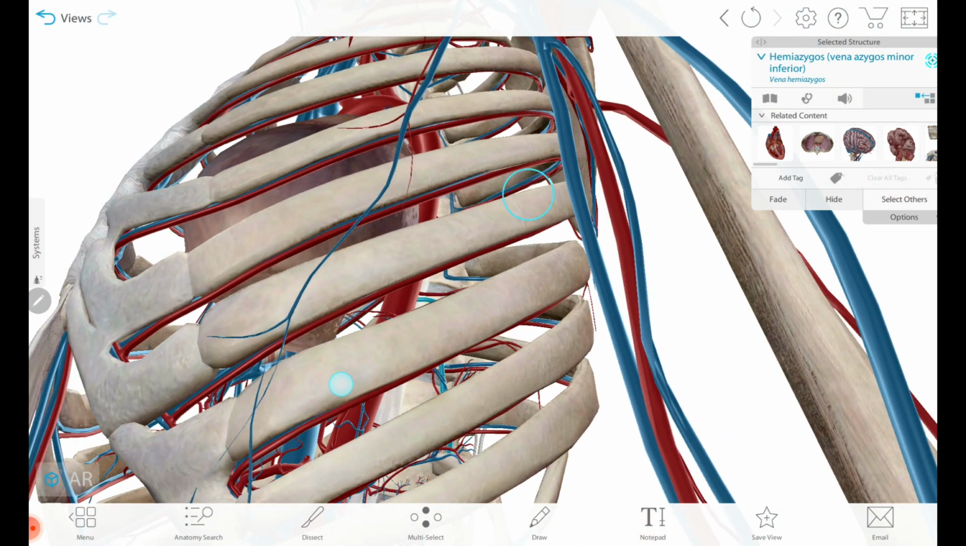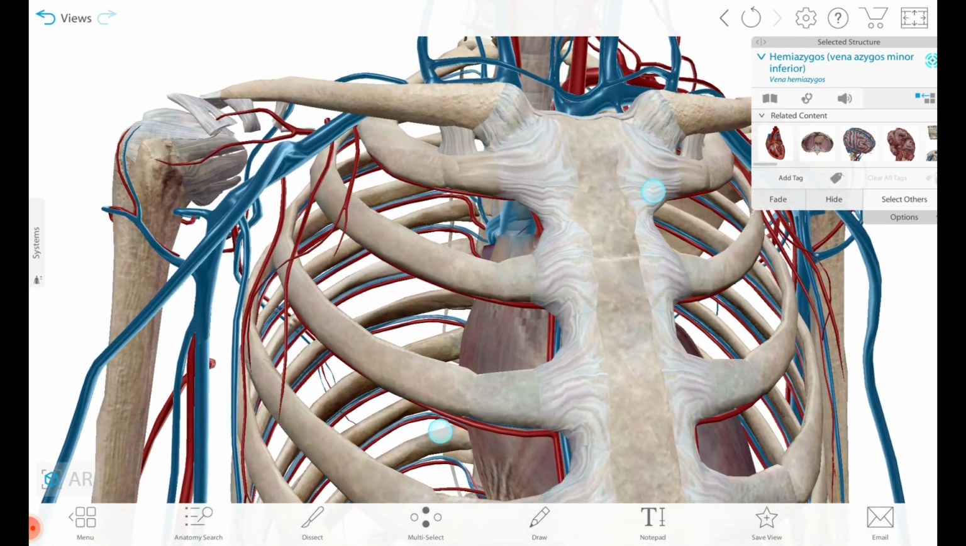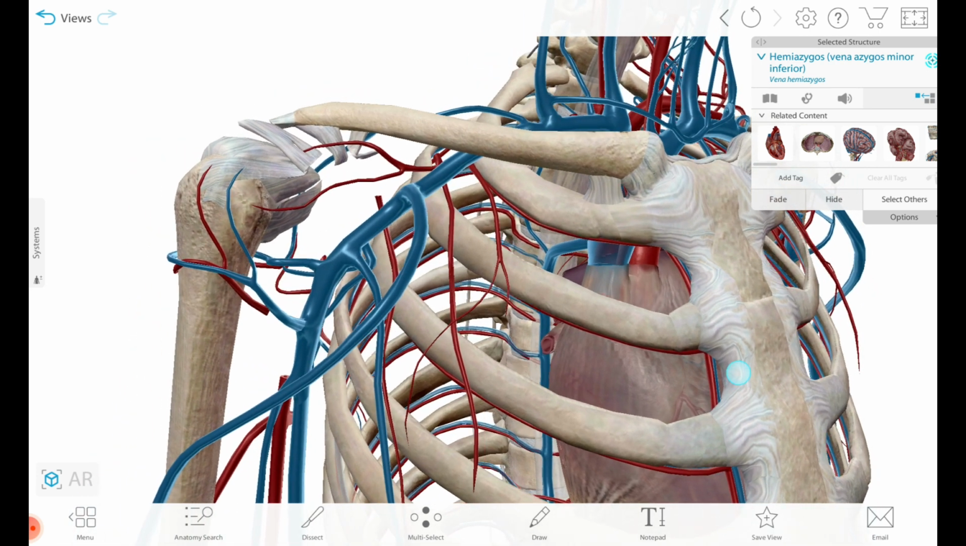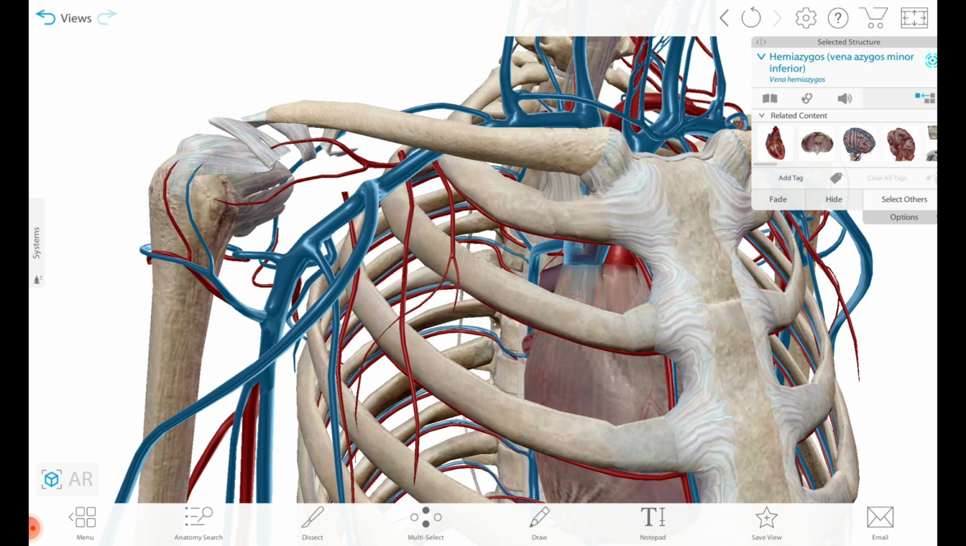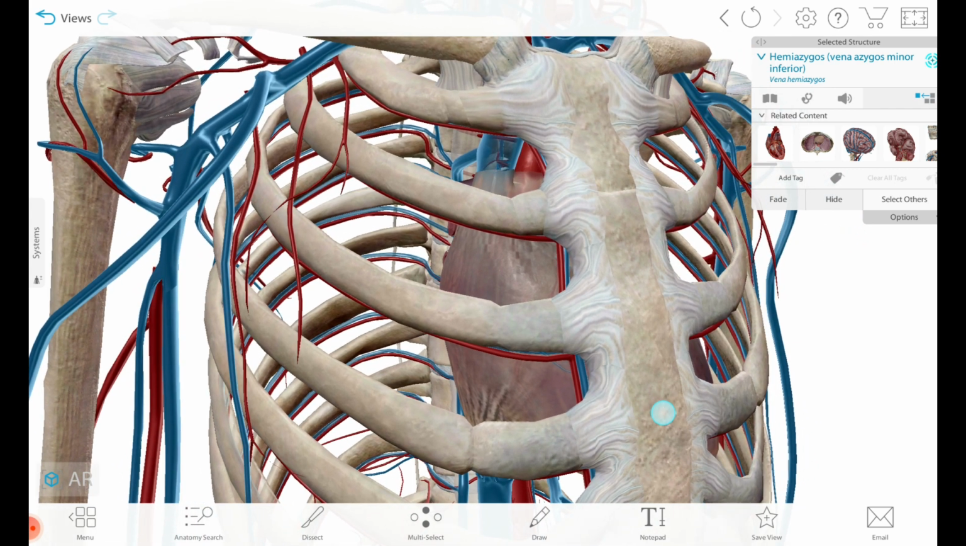So again, revising, on the right side, the first intercostal vein was draining directly into the right brachiocephalic vein. The second, third and fourth intercostal veins on the right side were combining to form the superior intercostal vein, which was draining into the azygous vein, and the 5th to 11th intercostal veins were draining directly into the azygous vein.